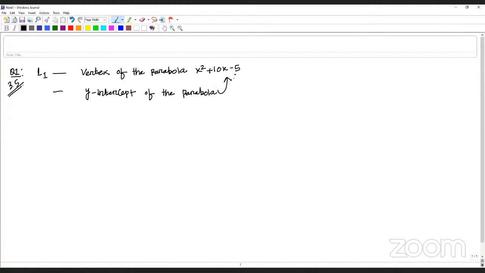So the y-intercept of the same parabola. Now what you need to do is find the vertex of the parabola as well as the y-intercept of the parabola. Once you know that this is the vertex and this is the y-intercept, and it is given that the line passes through these 2 points, point A and point B, you can get the slope of the line. So first try to find the vertex of the parabola.